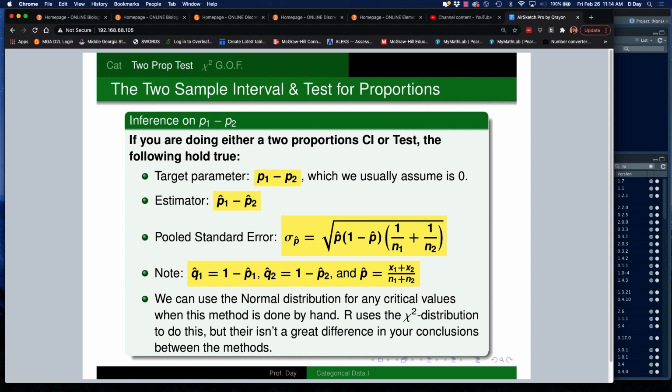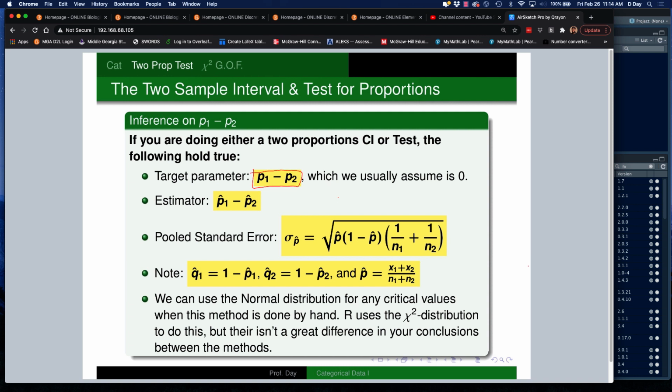So when we do this by hand, and I'm going to do one of these by hand, the confidence interval today, I don't expect you to memorize all these formulas, as I usually say. If you're doing either a two proportions confidence interval or test, all the following hold true. The target parameter we're shooting for is the population proportion of group 1 minus group 2, P1 minus P2.